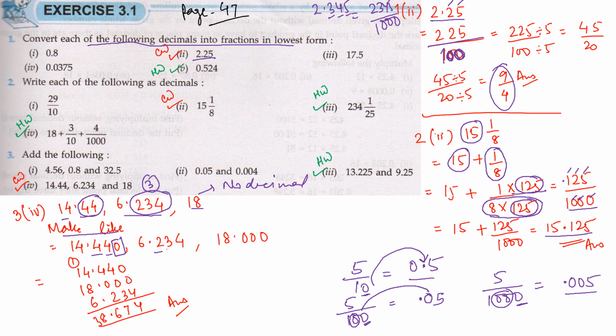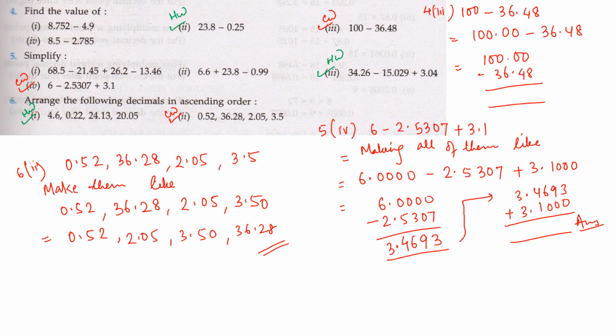6.234, तो उस पे तो 2, 3 and 4, it has 3 digits, it's done. Now 18 was all alone now, so put a decimal and put 3 zeros. It also become a number with the 3 decimal places. Now it is fine. All of them are like, add them. Okay, you will get the answer as 38.674 on adding. So your classworks and homeworks are marked here.